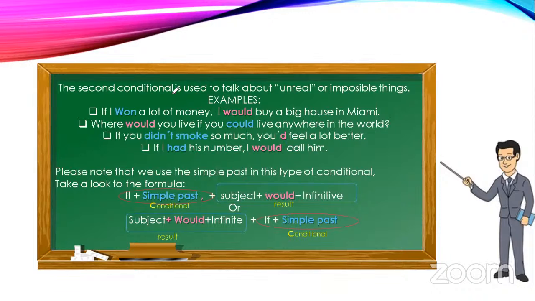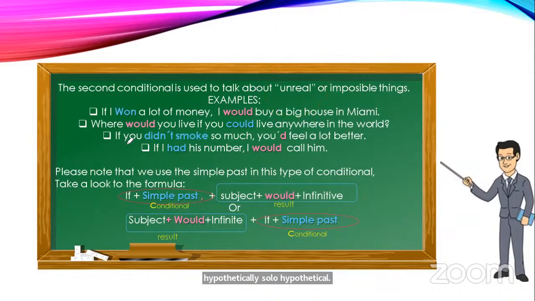Got it. And the last one is, if I had his number, I would call him. What is the real truth? ¿Qué es lo que sabemos? Que yo no tengo su número y por eso no le puedo llamar. Pero la condición dice, si tuviera su número, llamaría. Pero como no tengo su número, no lo voy a llamar. Entonces es algo imposible. Es hypothetical, es solo hipotético. O no es real. Got it?